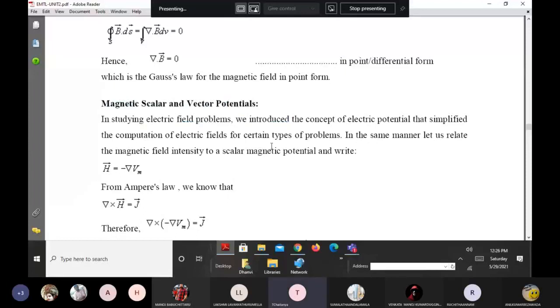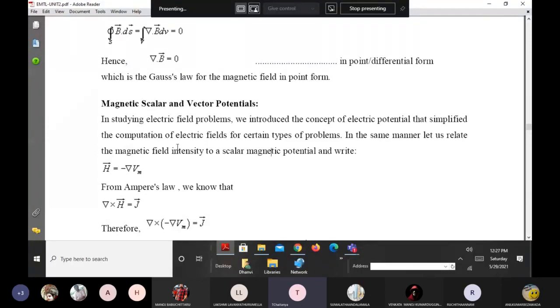So in the electric field problem, we have already seen the relation between the potential and the electric field intensity, in the computation of electric field for certain types of problem. In the same manner, let us relate the magnetic field intensity to the scalar magnetic potential. We have already seen the relation between electric field intensity E and the potential, right?